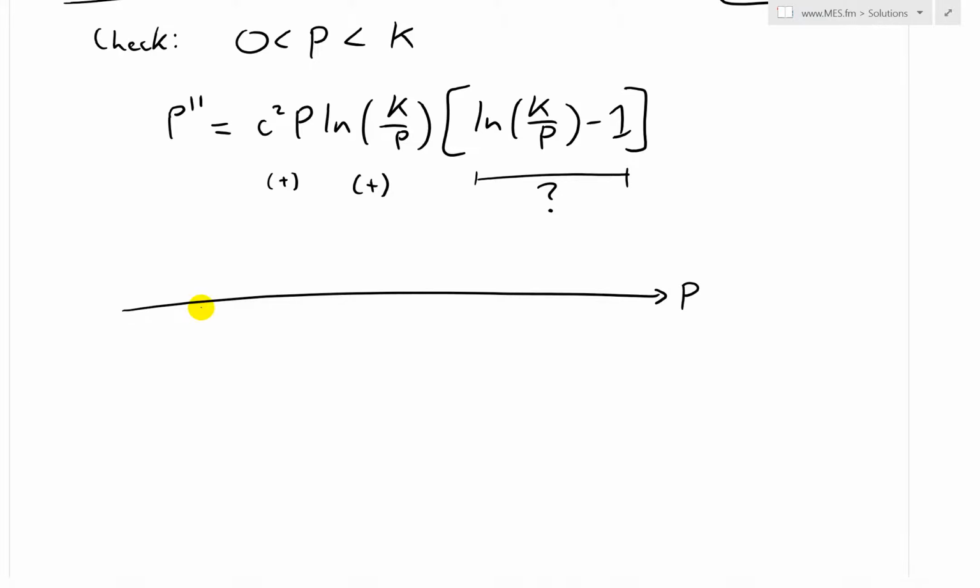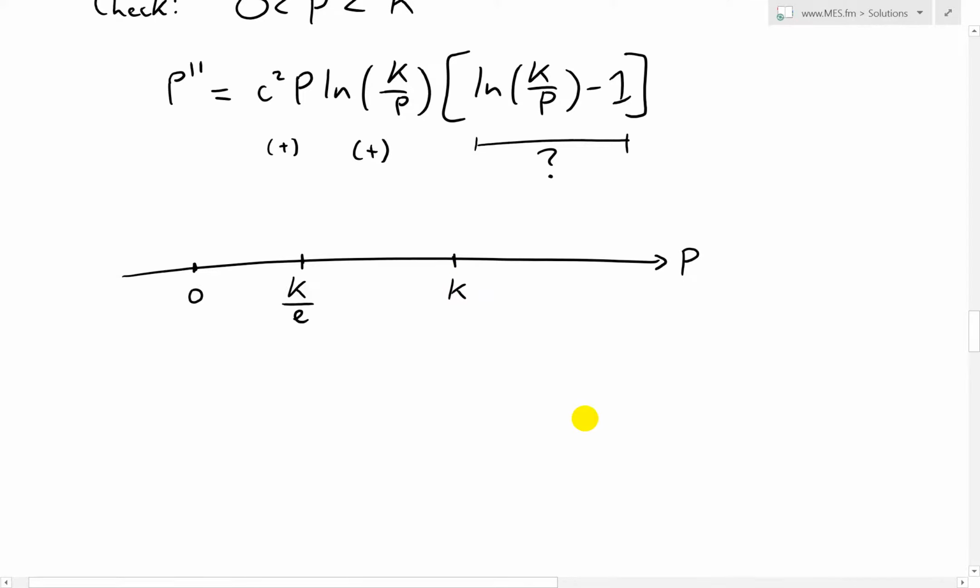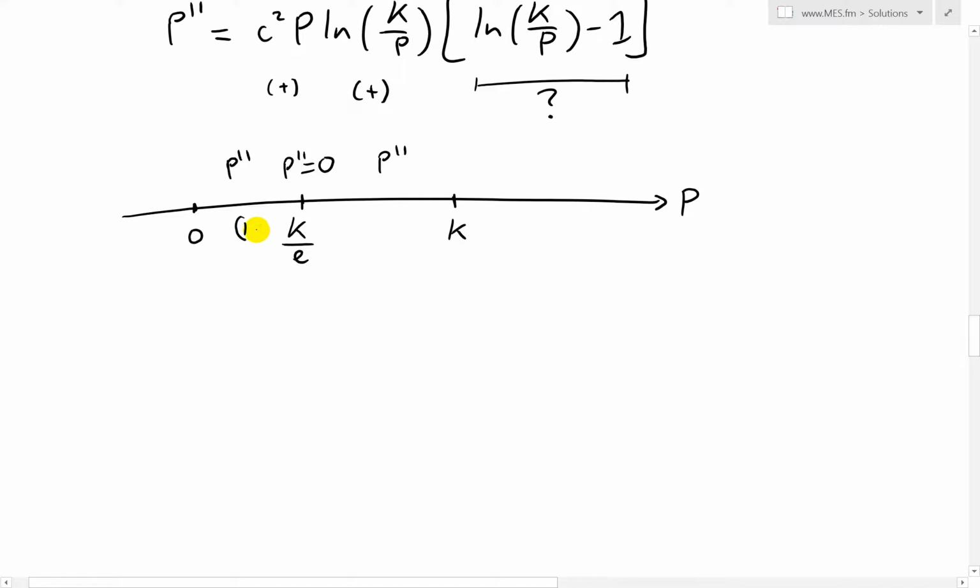Now let's look at the interval from 0 up to K over e. e is about 2.718, which is greater than 2, so when you divide, it's going to be less than half. So K over e is going to be something like that over there. At this point, we know that P double prime is equal to 0. Now we need to check the second derivative to the right and to the left, so for these two intervals, 1 and 2.